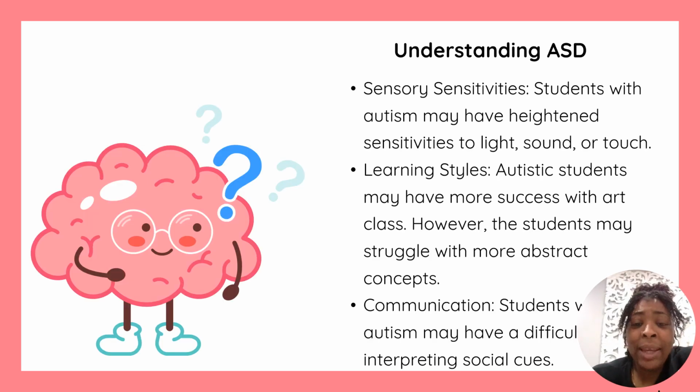So, what does all that mean? It just means that with their sensory sensitivities, the students may be sensitive to light, sound, and touch. So, different materials or things like that may affect them just a little bit different. Their learning style may be a little bit different. Trying to grasp concepts that are more abstract may be more of a challenge, and they communicate differently and have different understandings of social cues.